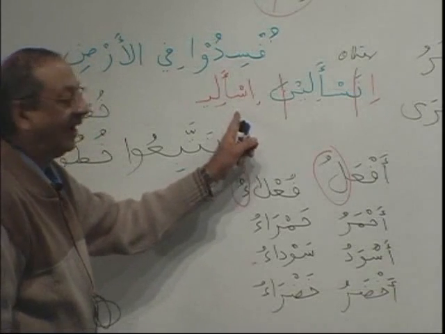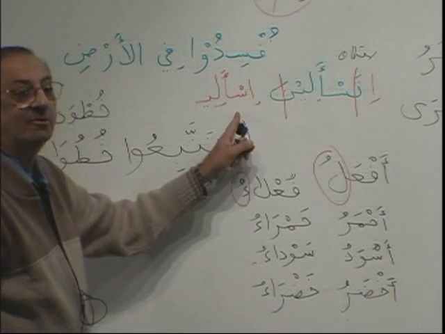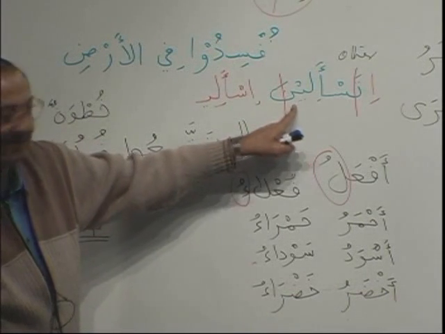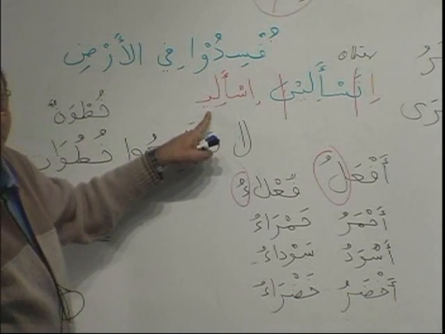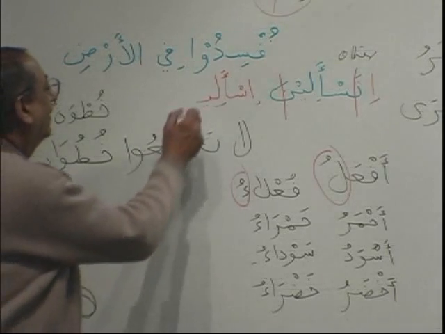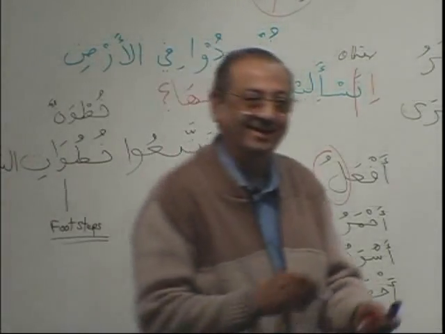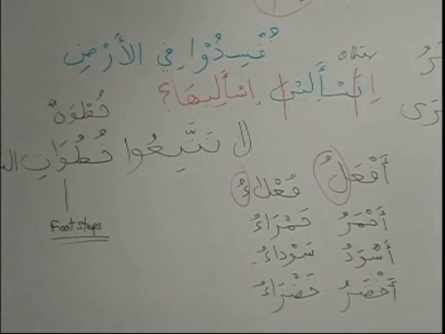Fi'lu amrin mabniun ala hadhfi noon. And then Ya is your file. And what is this? Mafulun bihi. Ha goes to the mother. Is Aliha. Ask her. Okay.